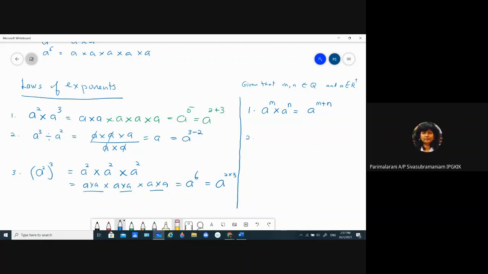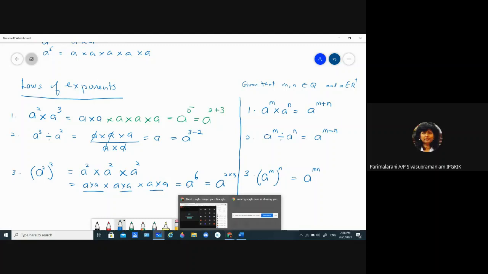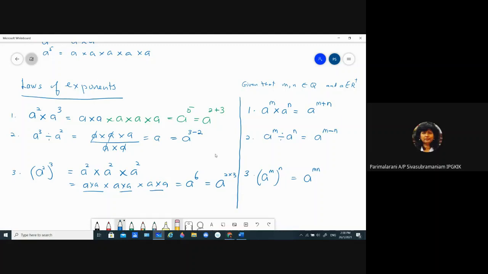Rational numbers. So m and n are rational numbers, and a is an element of the real positive numbers. So the first law is a to the power of m times a to the power of n is equal to a to the power of m plus n. From the second example, we have a to the power of m divided by a to the power of n gives us a to the power of m minus n. And from the third example, we have a to the power of m to the power of n is equal to a to the power of mn. These are the first three laws of exponents that we must remember. We're going to use these in our calculations.